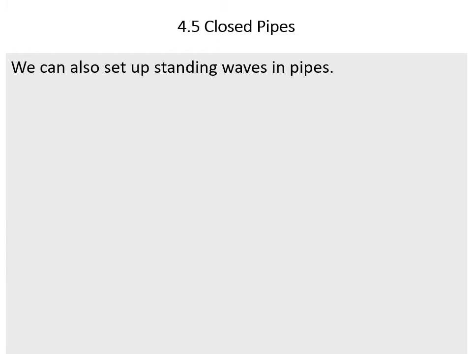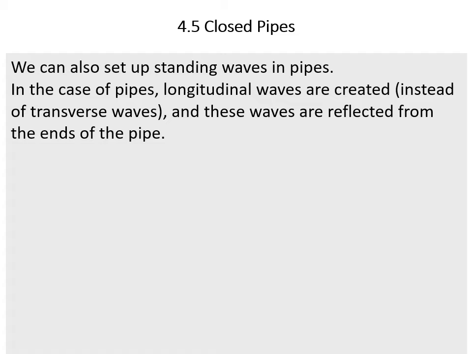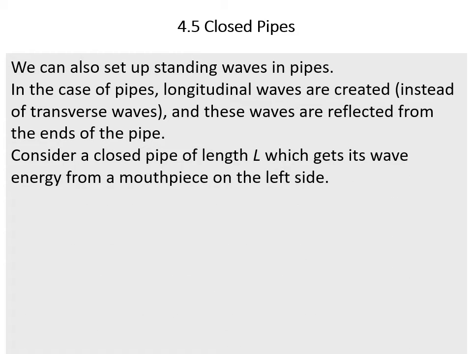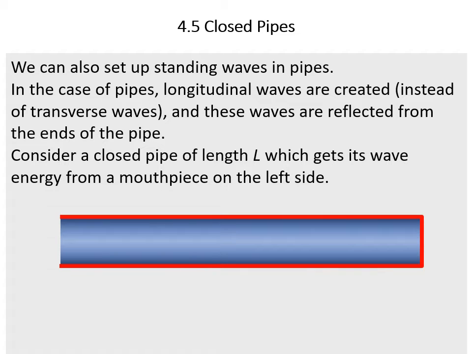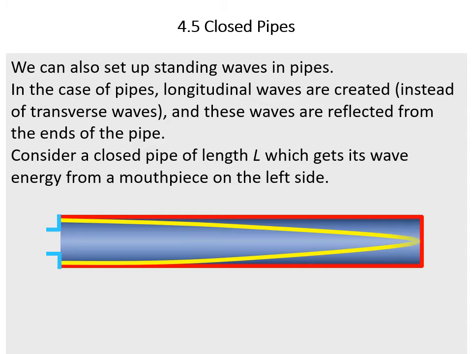We can also set up standing waves in pipes without strings. In the case of pipes, longitudinal waves are created instead of transverse waves, and these waves are reflected from the ends of the pipe. These are just sound waves. So consider a closed pipe of length L, which gets its wave energy from a mouthpiece on the left side. So this is the mouthpiece open and someone is blowing into it. The wave travels down the length of the tube, hits the end, and gets reflected. In this case, the length of the tube encloses 1/4 of the wavelength. So the fundamental frequency, or the first harmonic, is the wave speed divided by 4 times L.